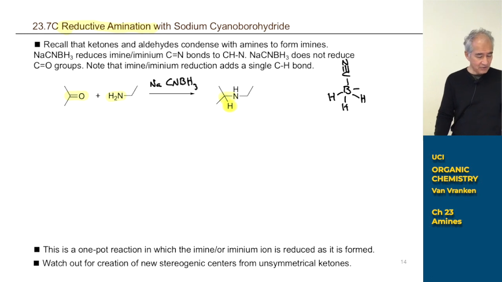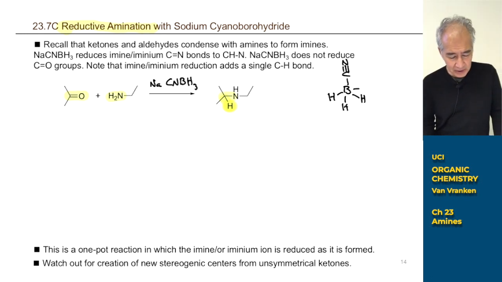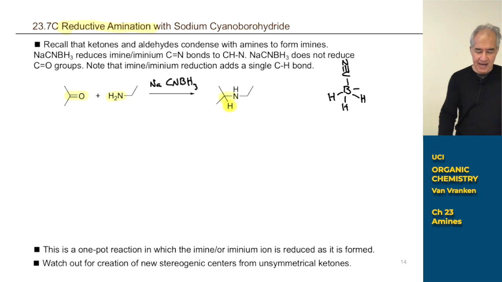Sodium cyanoborohydride is very choosy. It only reduces iminium cations. Let me go ahead and draw out another example of using this transformation. Let's suppose that I wanted to make a molecule that looks like this. I'm not drawing out the benzene ring here. I'm not drawing out the phenyl group. Let's suppose that I wanted to make that somehow.